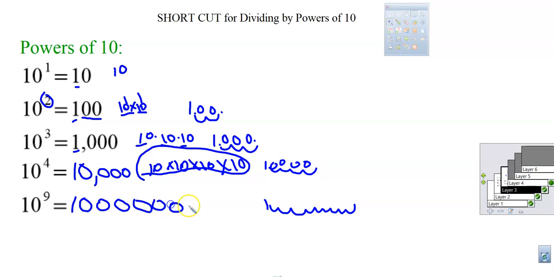5, 6, 7, 8, 9. And then we're going to put our commas in. We're going to start on the right and group into 3s. 1, 2, and 3. So this number is actually 1 billion. All right, so those are powers of 10.